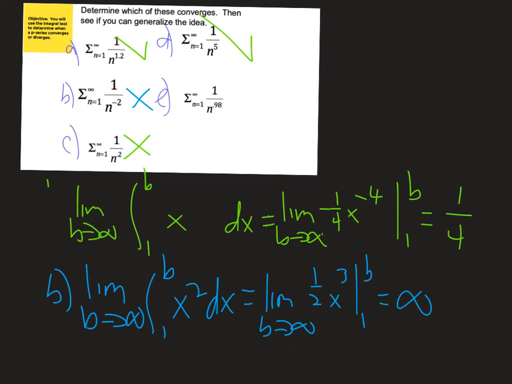So for e, if I raise it to the negative 0.98, if I add 1 to that, it's 0.02, 1 over 0.02. So that's b to the 0.02, so that's going to keep growing and growing and growing, so that's going to diverge.